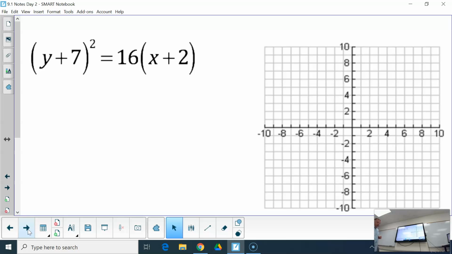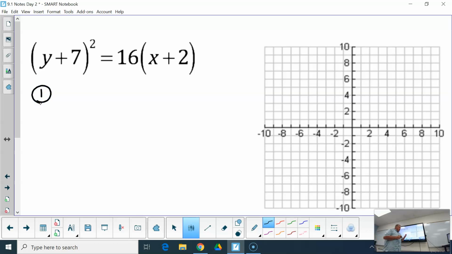So today, here we go. One example: y plus 7 quantity squared equals 16 times the quantity x plus 2. Step number 1, we need to figure out which way this parabola is opening. So step number 1, we look at which variable is squared. The squared is on the y, so that means it's left or right. The non-squared coefficient is positive, so that means this is going to open to the right.